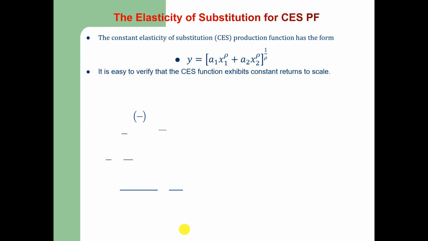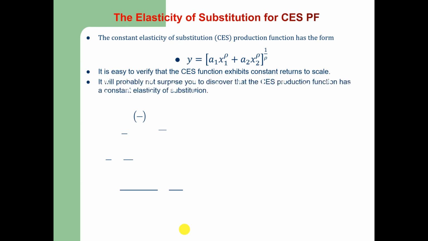And it is easy to verify that the CES function exhibits constant returns to scale just like the Cobb-Douglas production function. The Cobb-Douglas production function also accords to constant returns to scale. So it will probably not surprise us to discover that the CES production function has a constant elasticity of substitution. So it means that if we calculate the elasticity of substitution for the CES function, that will be constant.